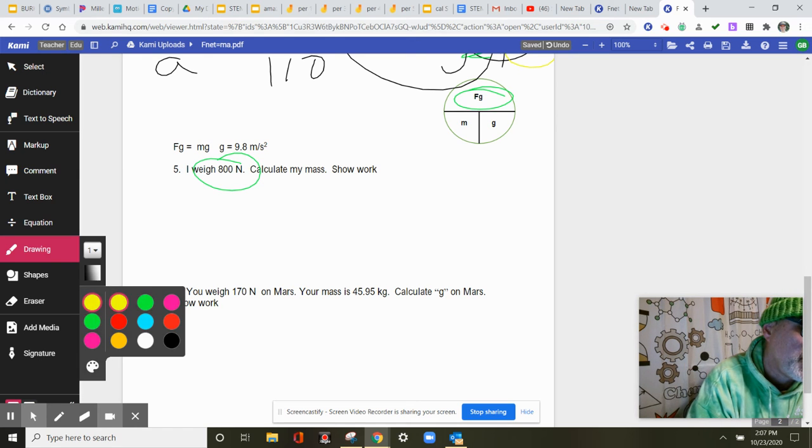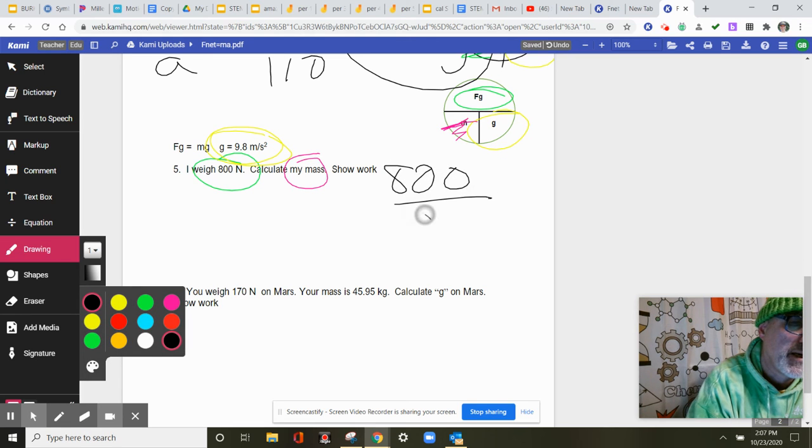I want to know the mass. And G is the special symbol for the acceleration due to gravity. So I cover up mass, and it's the force of gravity, which is 800, divided by 9.8. And that's the mass in kilograms.